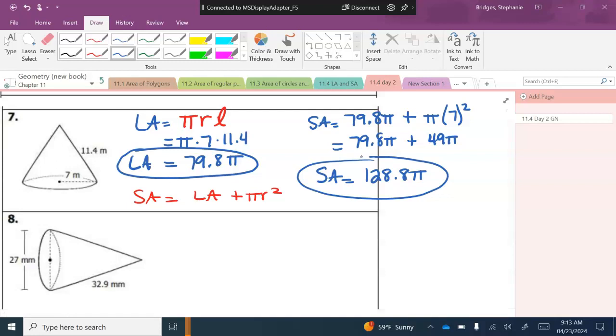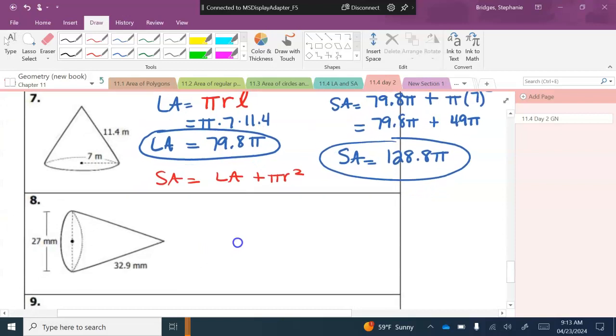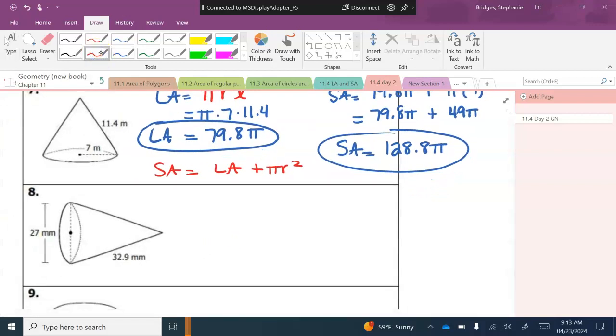I'm going to let you try 7, but let me ask you a question. I'm sorry, 8. Do I have the radius or the diameter in number 8? Diameter. How do I find the radius? Divide the diameter by 2. So in your calculator, do 27 divided by 2 so that we can find the radius. Now I want you to finish it. Lateral area is pi times radius times slant height. Just multiply the numbers and keep your pi symbol. And then surface area is your lateral area plus pi r squared.